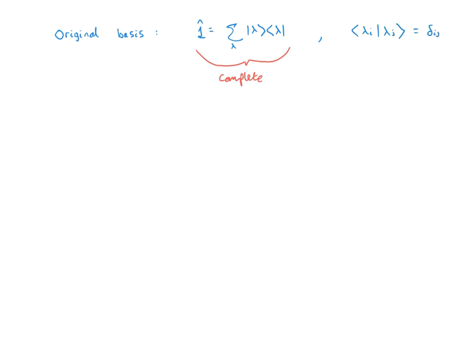So what are the general properties of such a basis transformation? Well, we have in our original basis the following facts. One is that it must be complete, meaning that we have a resolution of the identity. And also, it should be orthonormal, meaning that we can take the inner product of lambda i and lambda j, and this should be equal to the Kronecker delta, delta ij.